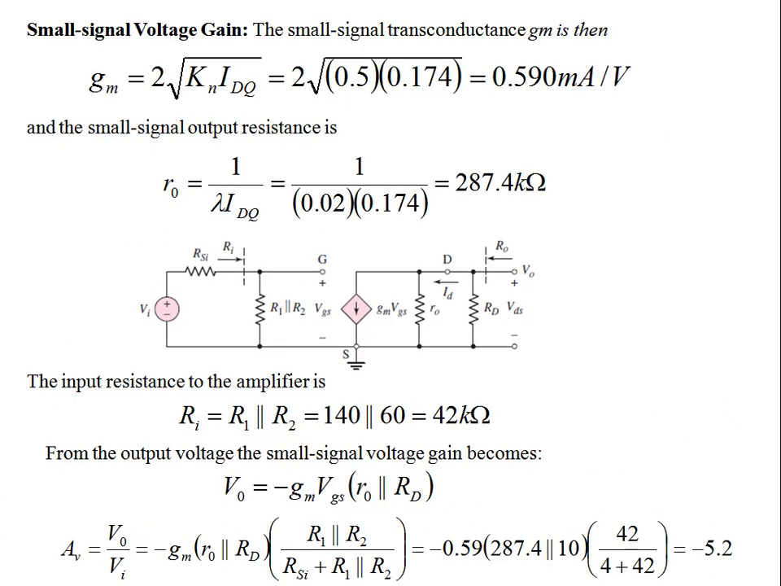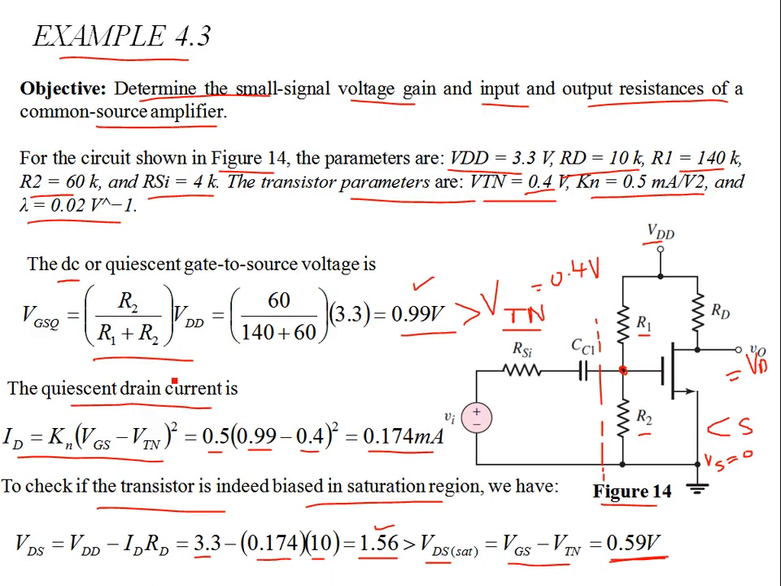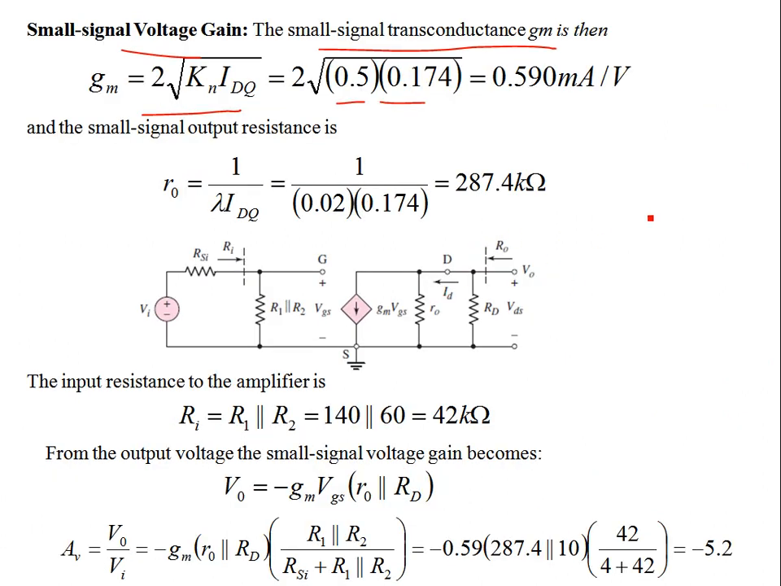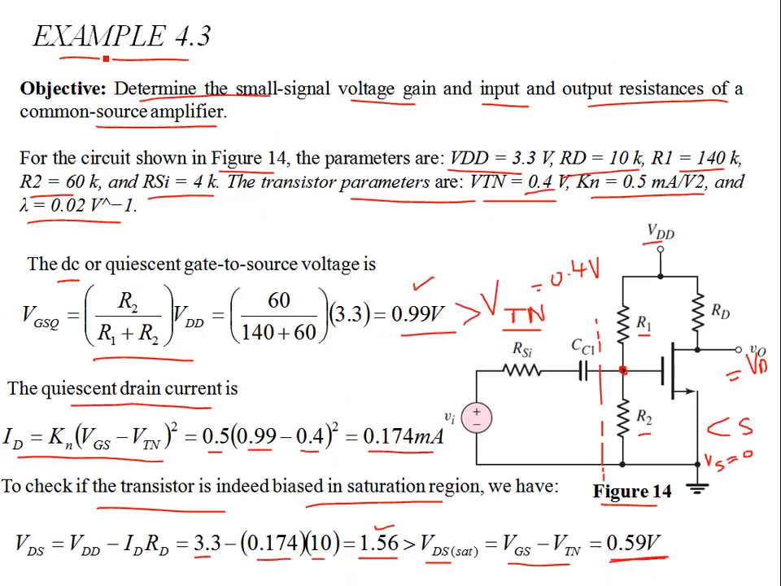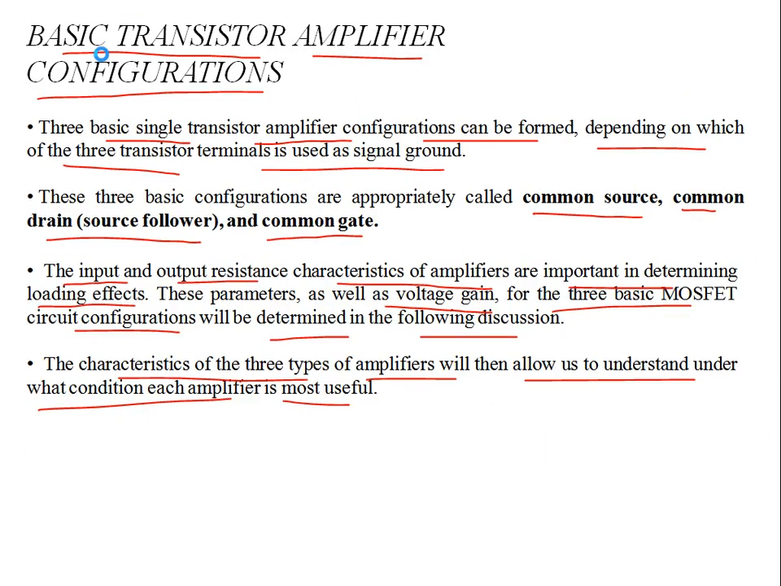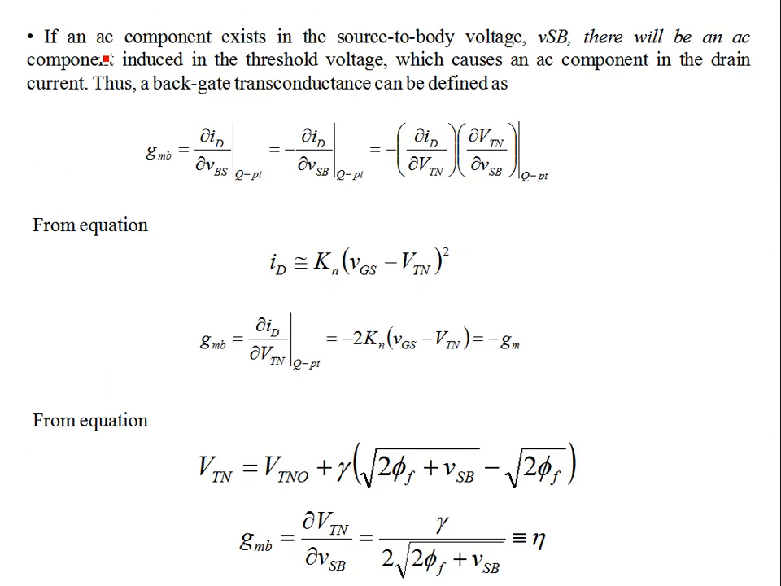So let's do that. Now the small signal voltage gain, the small signal transconductance parameter, is first found as twice the square root of Kn IDQ. Kn is given. IDQ was found as the saturation current, 0.174 milliamps. You plug those values in, and this is your transconductance gain in amps per volt. We found this expression in the previous videos. If you have to go back, just watch those videos where we talked about this transconductance gain.